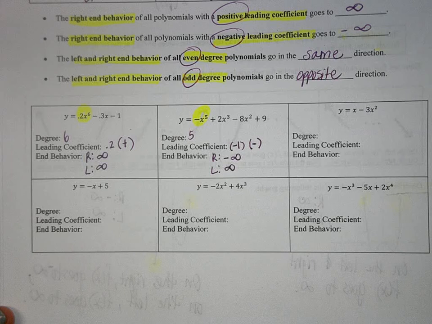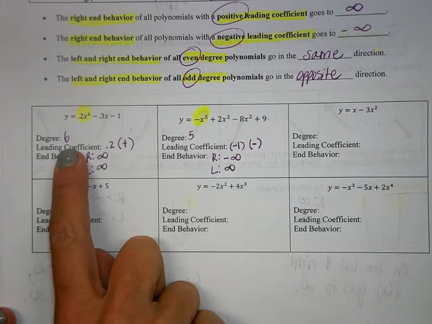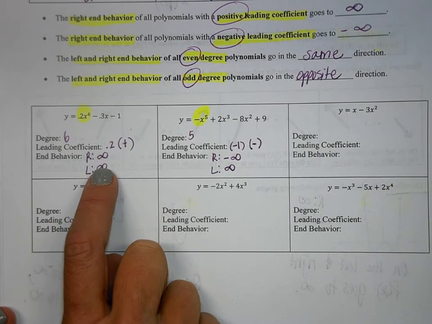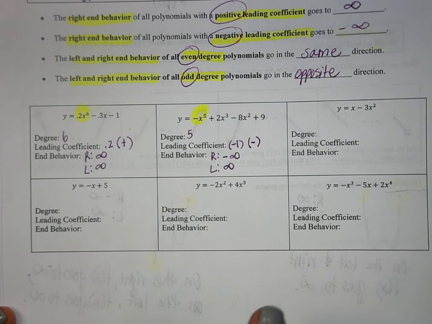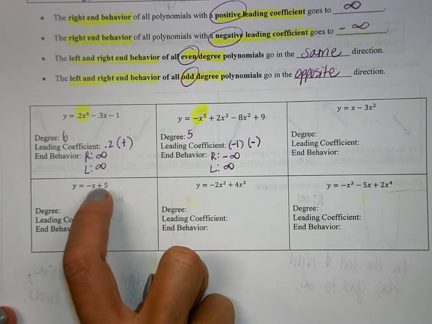I thought it's the same when it's... No, odds are opposite. Oh wait, odd, yes, opposite, evens are same. Okay, how did you get that? Because like the other problem, they're both the same. So even degrees, you know 6 is an even number? Even degrees will go in the same direction. Odd degrees go in opposite directions. And then you always get the right behavior from your coefficient being positive or negative. So we always start with the right side, and then we know the left side based on the degree.